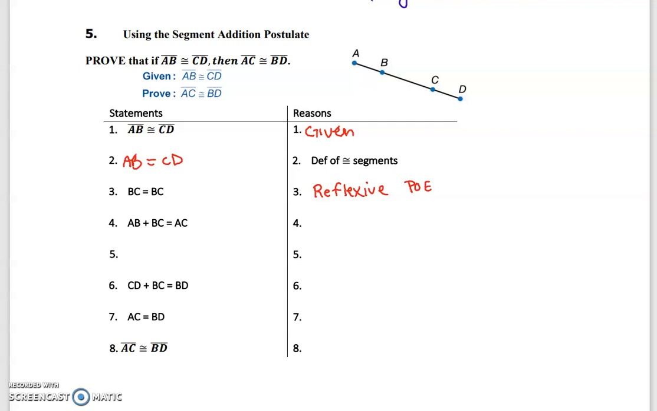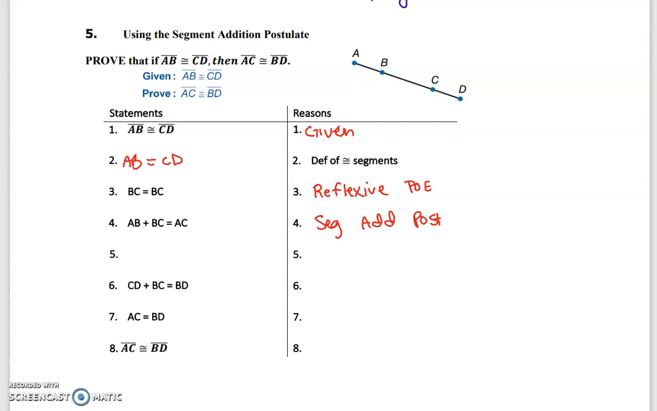And then we have AB and BC is equal to AC. So that's left, right, and whole. That's our segment addition property, or segment addition postulate. And then, what do you think we're going to do next?